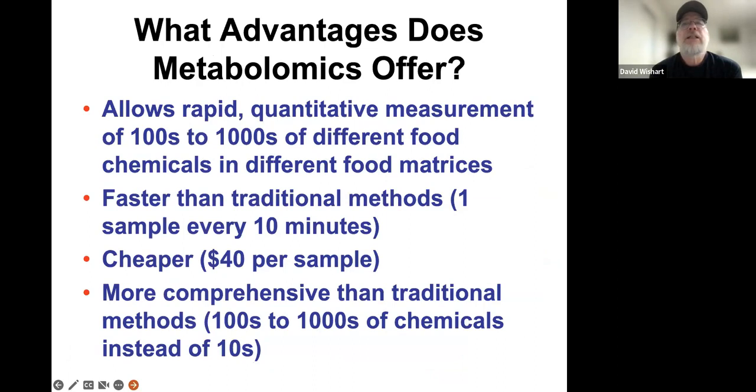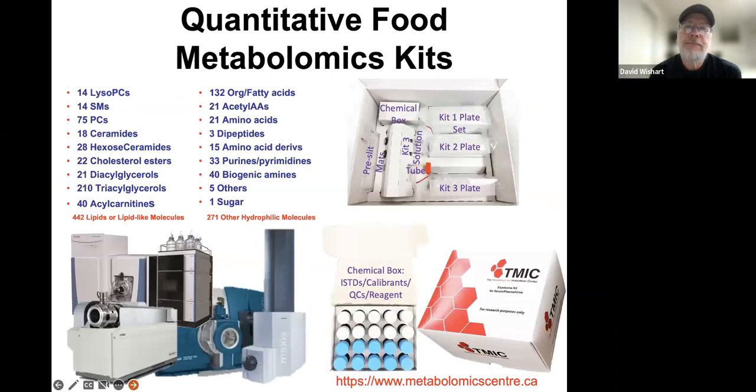So what are the advantages of metabolomics? As I mentioned before, metabolomics allows this rapid quantitative measurement of hundreds to thousands of compounds. It's much faster than many of the traditional methods. It's often with targeted methods able to analyze an entire sample in about 10 minutes. It's really cheap, about $40 per sample, and it's obviously more comprehensive. So those are some of the central advantages, and this is one of the reasons why people are moving towards metabolomics for food composition analysis.